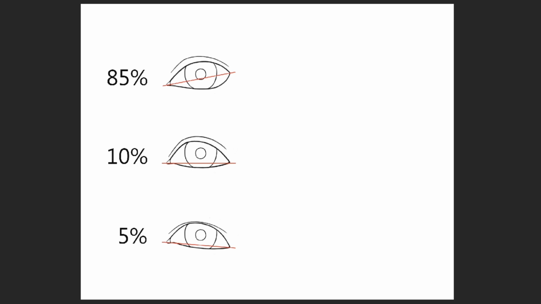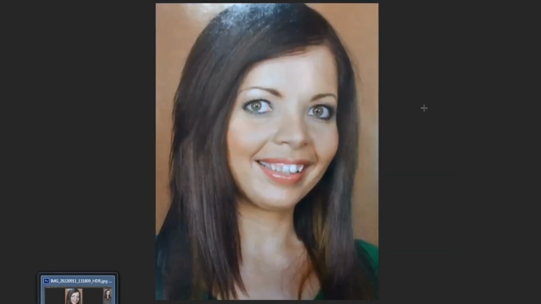Okay, so let's see some real world examples. I'm going to be showing you numerous pictures of faces, both male and female, from a hairstyle magazine. I've just taken some pictures, and I've tried to get a good sample of all three types of eyes. Okay, so here we have the first one.